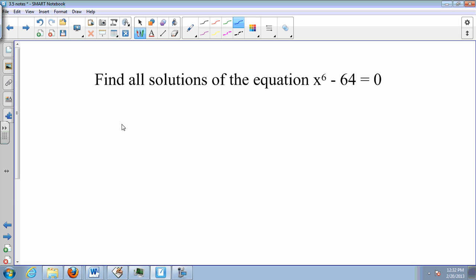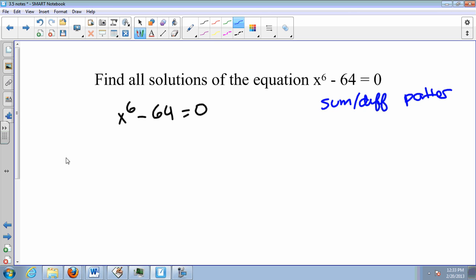We're going to find all solutions of the equation x to the 6 minus 64 equals 0. There is no good 6th root, so we cannot just add 64 to both sides and take the 6th root. But x to the 6 and 64 are both perfect squares, so we're going to use the sum and difference pattern. And it factors into x cubed plus 8 times x cubed minus 8 equals 0.